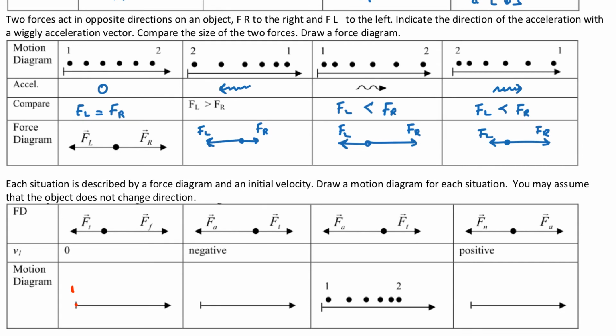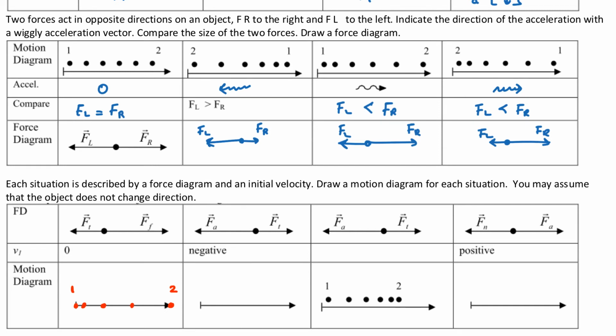Initial velocity is 0, so if this force is bigger, that means that from 0 it's going to start accelerating in this direction and move in this direction and speed up in this direction as well. So our motion diagram needs to show that it's speeding up, and in this case you can see that the spacing is getting bigger and it's speeding up.